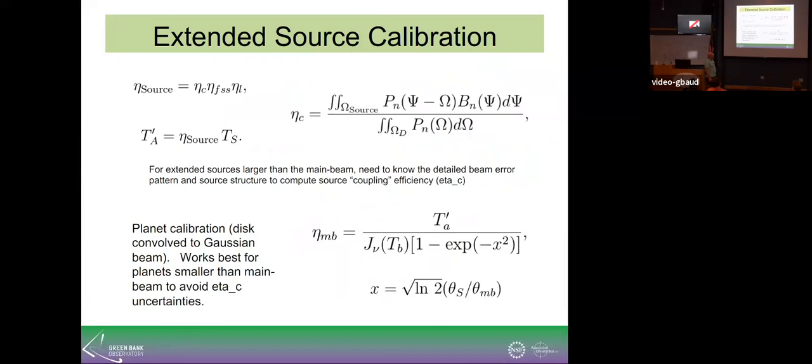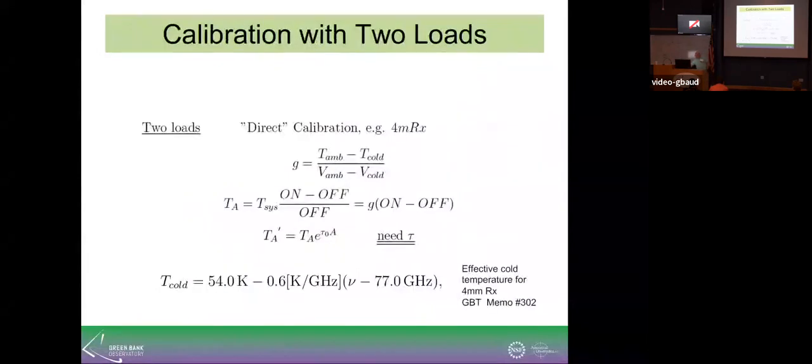You can also compute this analytically for when we do this for planets. A planet's a disk. We can convolve a disk with a Gaussian beam. If you assume the planet's a disk and the beam's a Gaussian, you get an expression like this for the main beam efficiency. So that's how we go between measurements of objects on the sky and connect that to the temperatures that we observe.